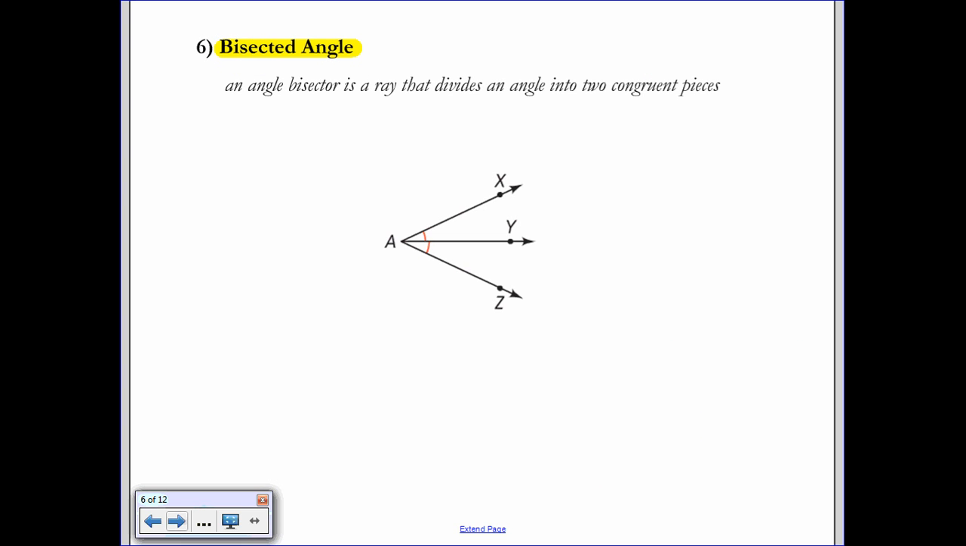Another pair is a bisected angle. So you're taking this outer angle, which in the picture is angle XAZ, just traced over it in black to make it a little bit darker. XAZ is the outer angle, and it has a ray that goes right through the center of it to divide this angle into two congruent pieces. The ray I'm talking about is AY, right? That ray goes right through the center and cuts XAZ into two congruent pieces. So this one has a red arc on it, this one has a red arc on it, to show me that those two pieces are equal. It's almost like a midpoint, but for an angle. So it's a ray that divides an angle into two congruent pieces.